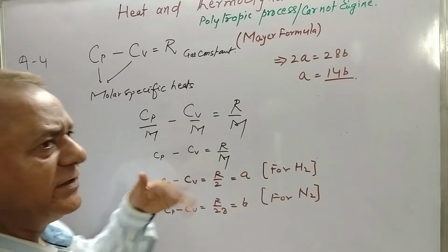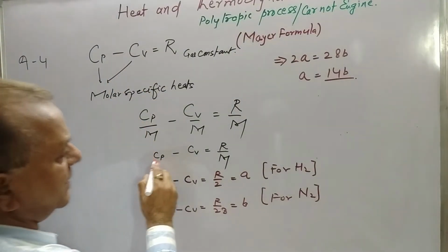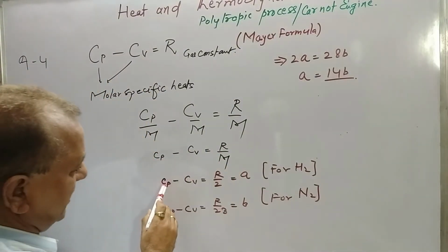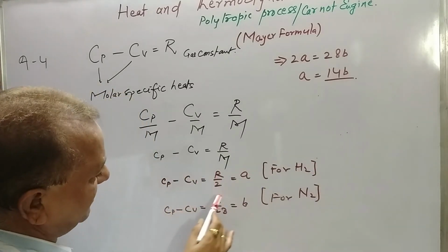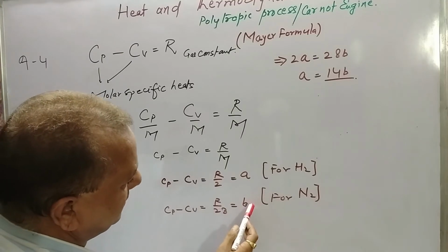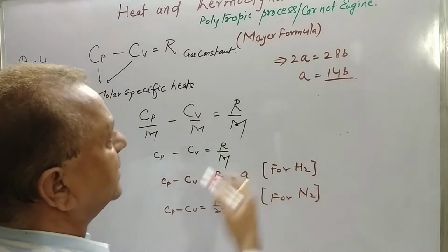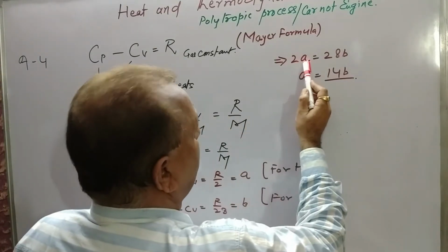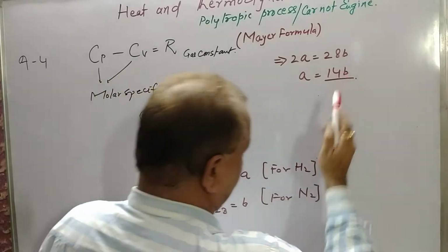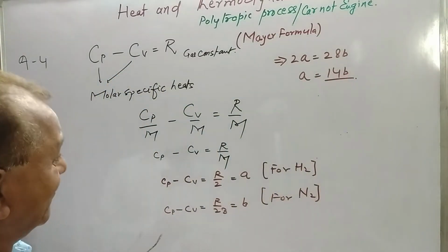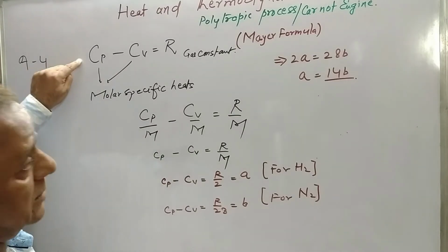Now it's very easy. The question becomes very easy if you differentiate between molar specific heat and specific heat. Cp minus Cv is equal to R by 2 for hydrogen. Cp minus Cv is equal to R by 28 for nitrogen. R by 2 is equal to A. R by 28 is equal to B. Therefore, 2A equal to 28B. Answer is A is equal to 14B. Once again, be careful. What is being talked about is specific heat, not the molar specific heat.